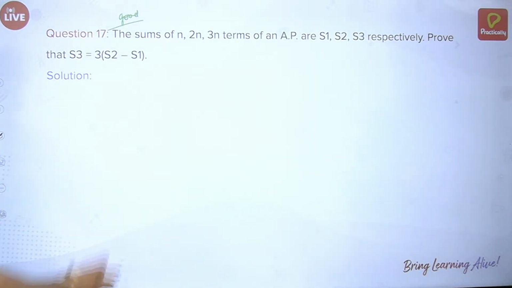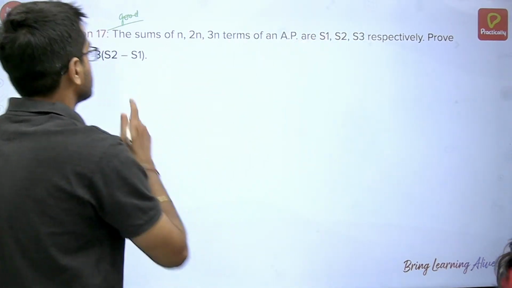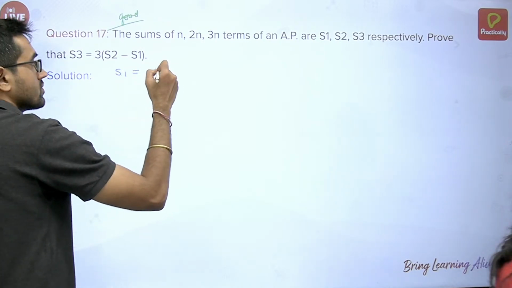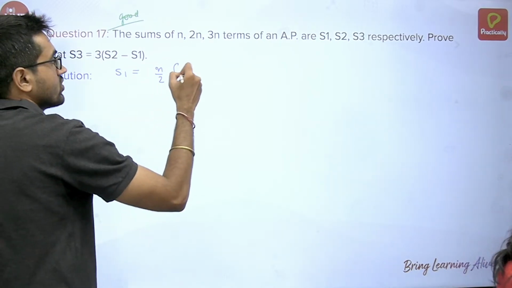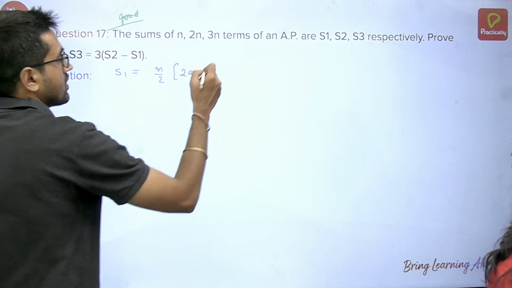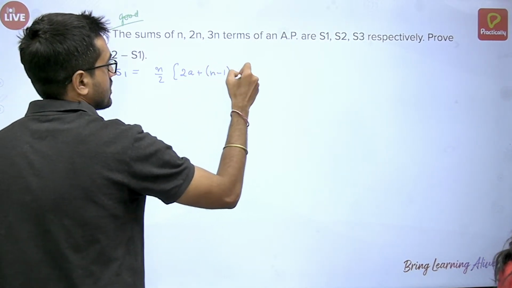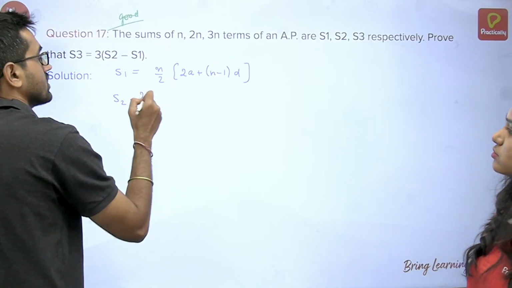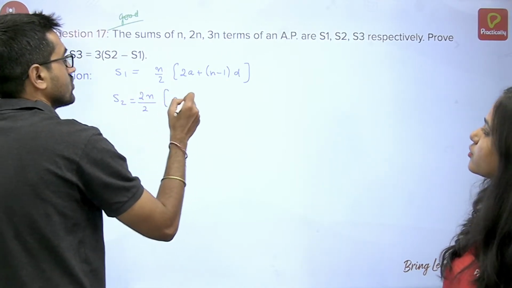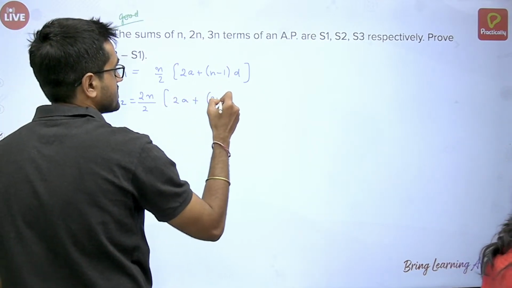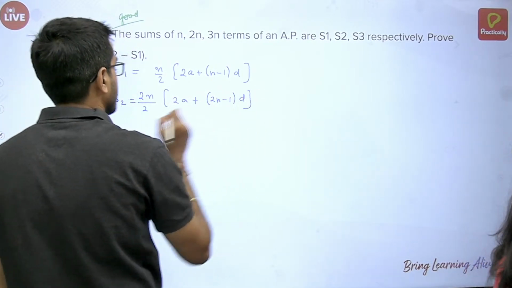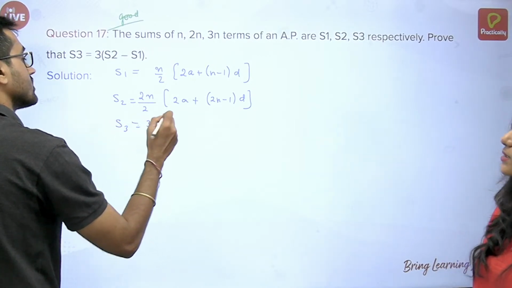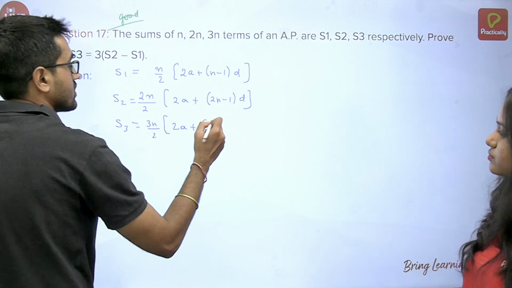So the sum of n terms is S1. What is S1? n by 2 of 2a plus n minus 1 into d. What is S2? 2n by 2 of 2a plus 2n minus 1 into d. And what is S3? 3n by 2 of 2a plus 3n minus 1 into d.